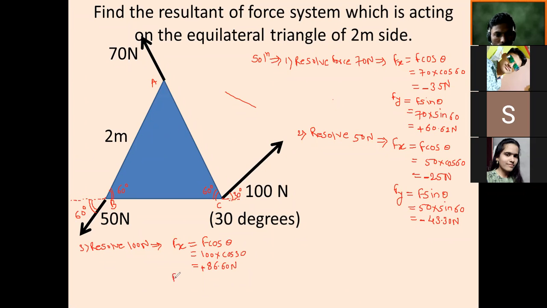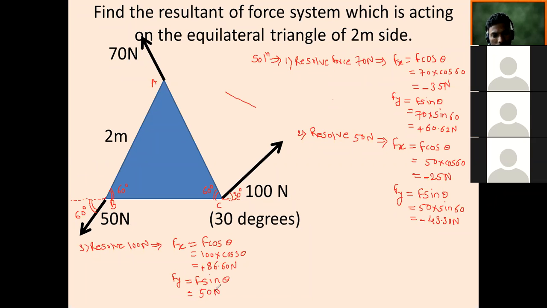What about Fy? Fy is equal to F sin theta. Calculate. The value of F will be 50 Newton. Sin theta will be sin 30. Will sin be positive or negative? Positive. Have we resolved all forces here? Yes, sir. What do we have to do now? Summation of Fx.